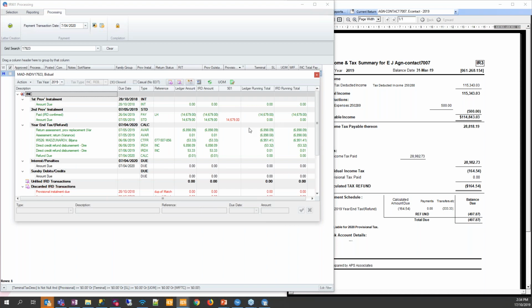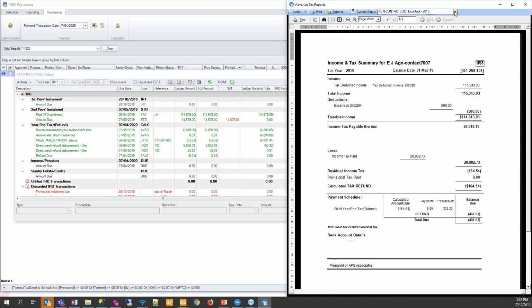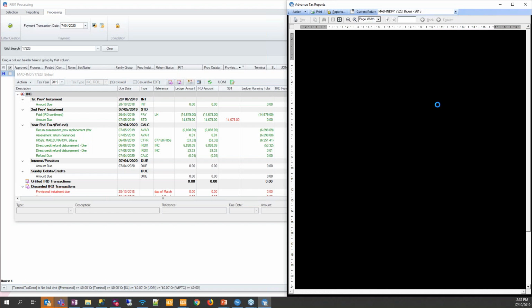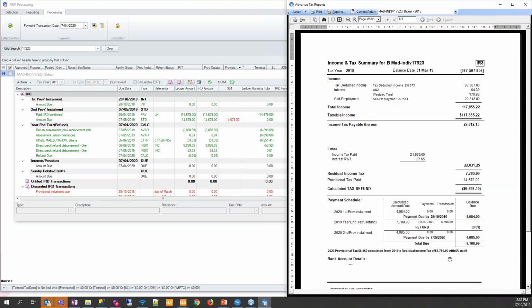All right. So that's a refund one, but can we have a look at the tax summary page for that? Okay. That one there. All right, so again, we're coming back to the RIT, residual income tax figure from here, which is the same figure that we see down here.